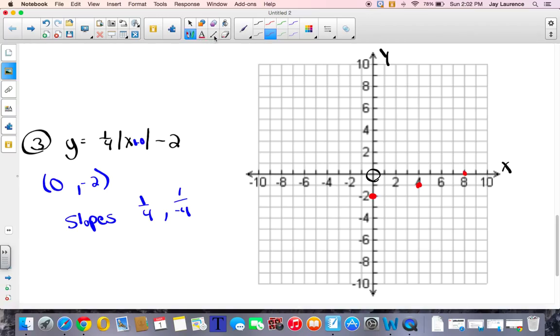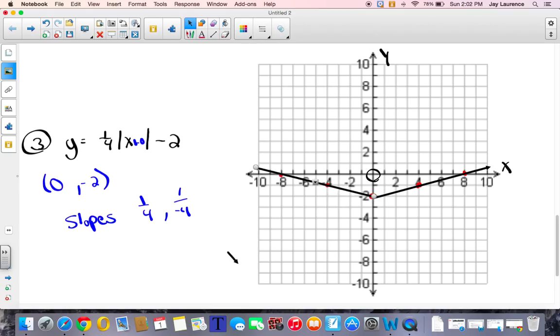And so my graph is going to look like that. And then I got to do the other half with the other slope. So I'm going to rise 1, go negative 4, rise 1, go negative 4. And this looks like it's going to be a real wide V. The other ones didn't look so wide, did they? So it's going to be something like that. Looks like it's off a little bit. Oops. Sorry, that doesn't belong there.